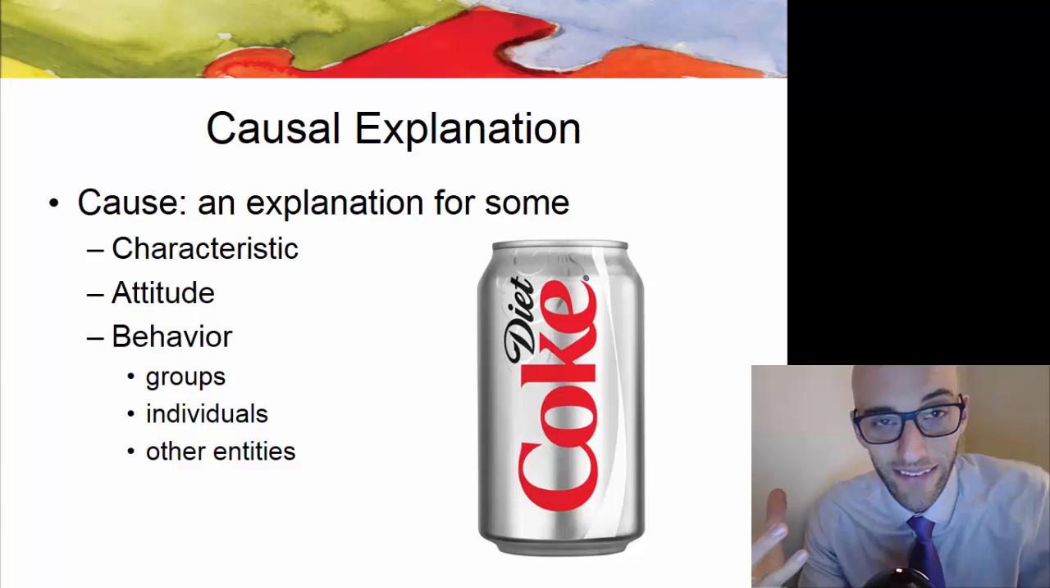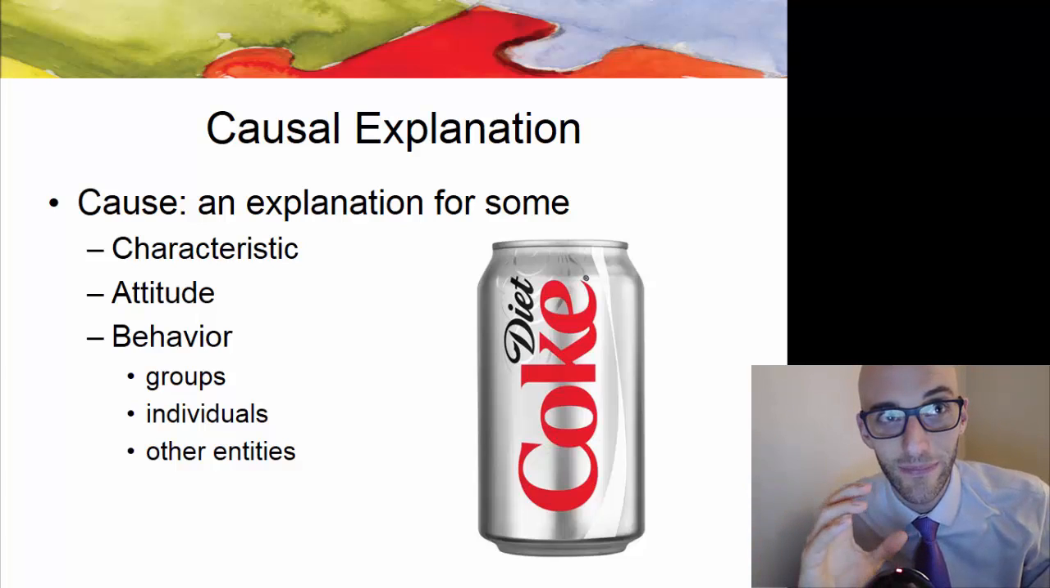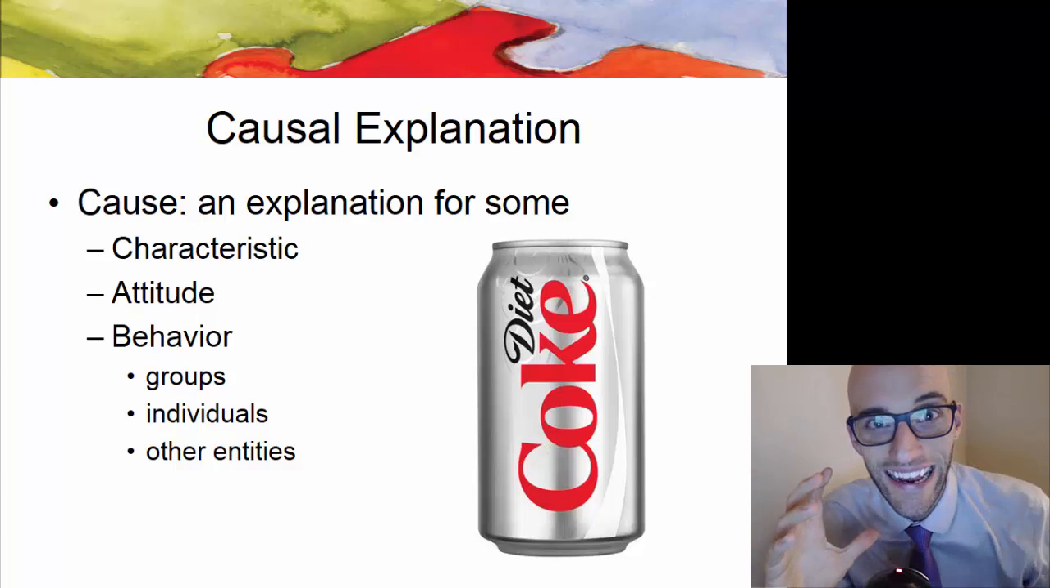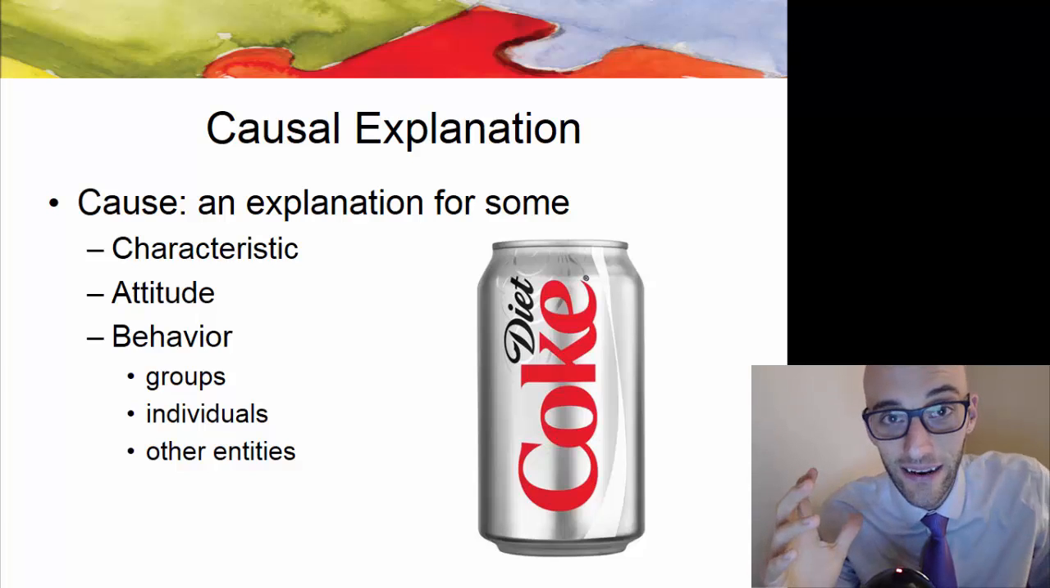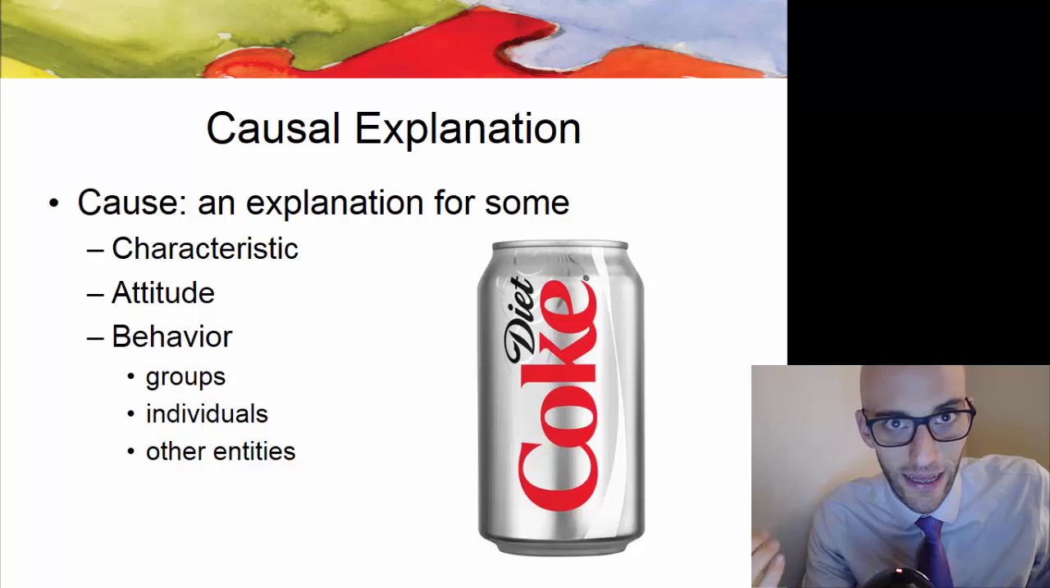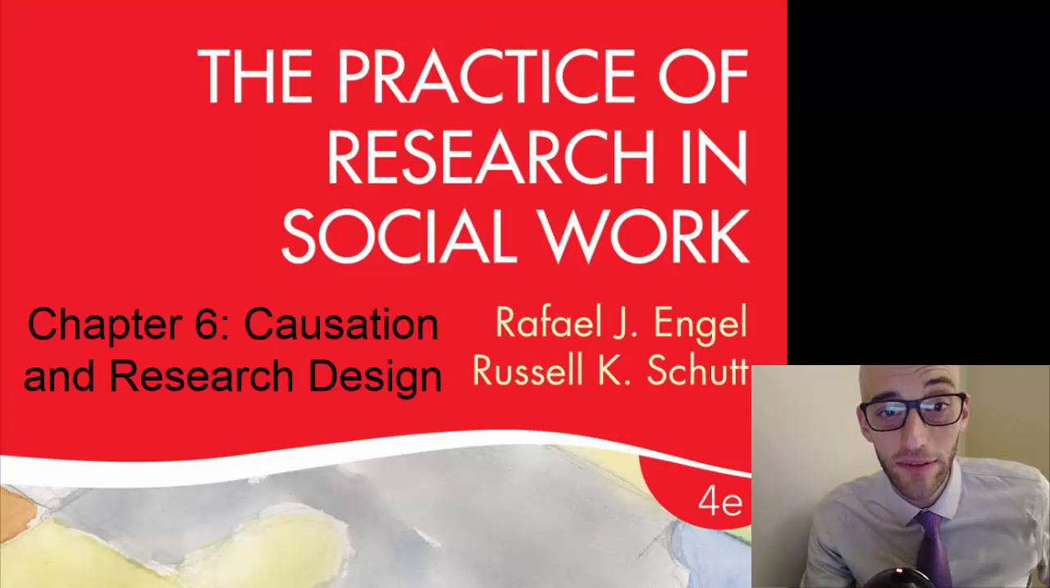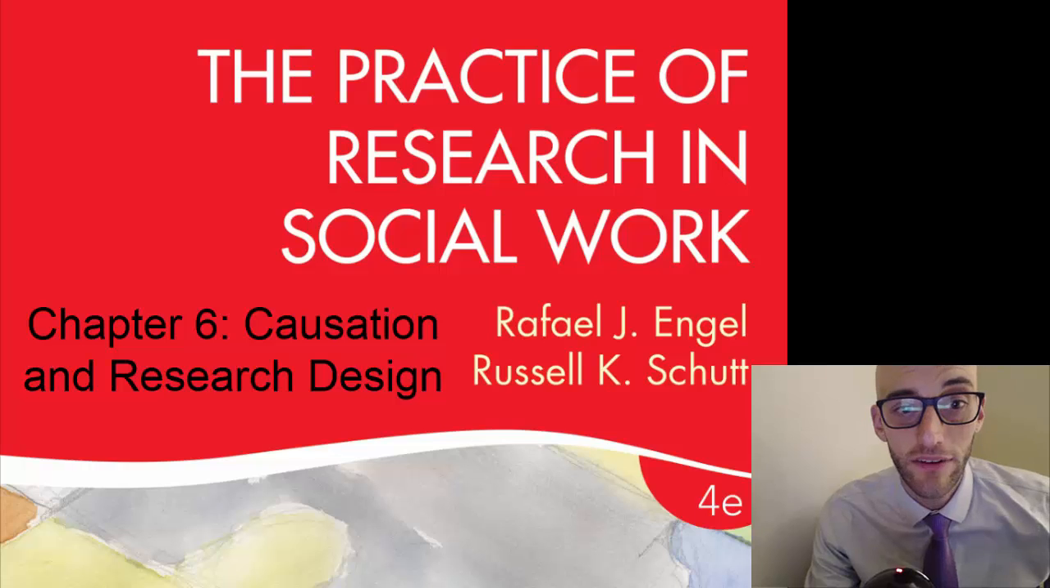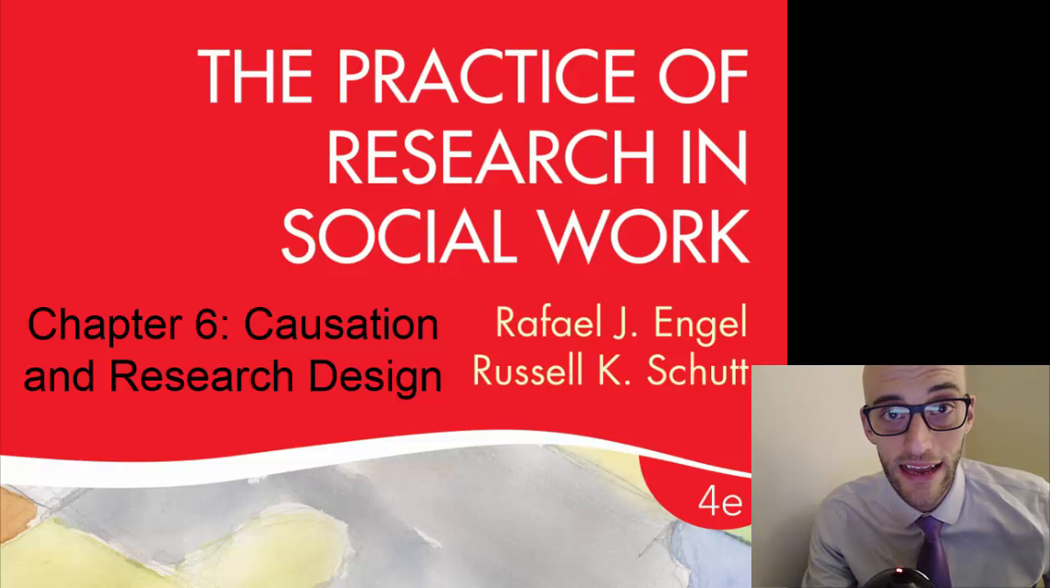And I get a little bit upset every time I see that study because the number one rule in research is that correlation does not prove causation. I'll be delving into that in detail as we move through this module. Chapter 6 of Engel and Schutt covers causation in research design, specifically longitudinal designs.